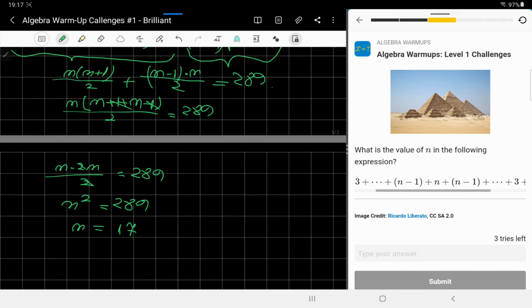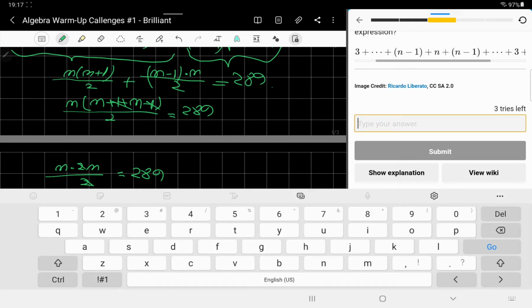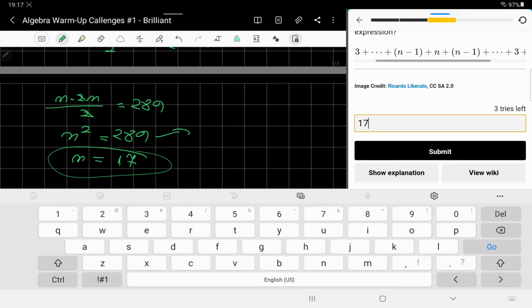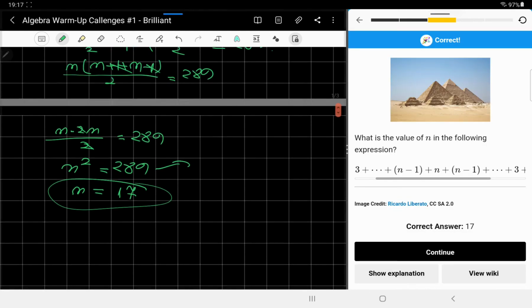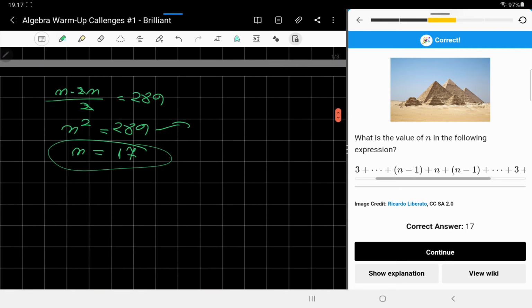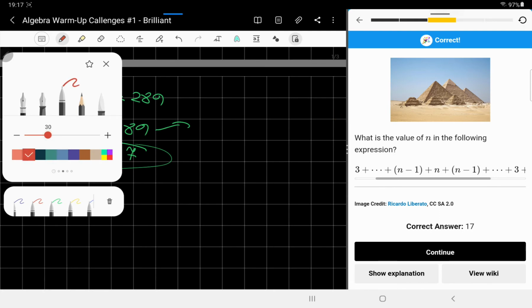Is it? So 289, if I'm not mistaken, is the power of 17. 15 squared is 225, 16 squared is 256. Anyways, let's just plug in, what was it, 17 here? So 17. Dang. The assumption was correct. All right, moving on.